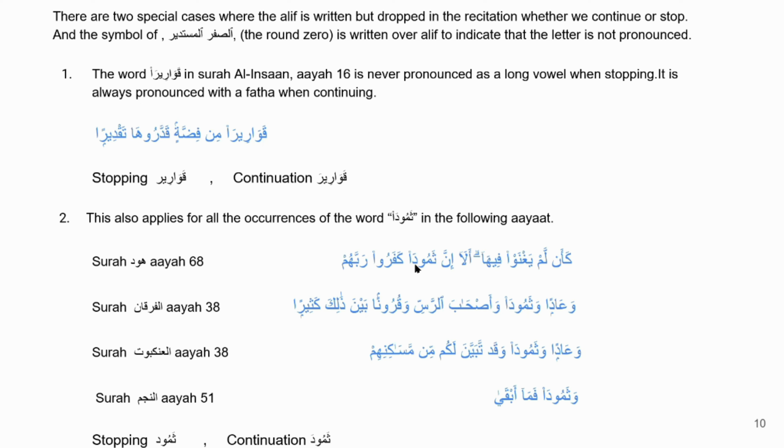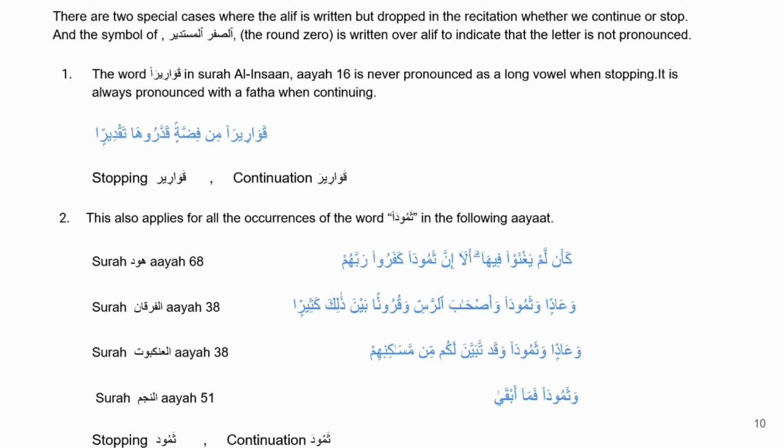So upon stopping on the word, we will give letter dal with a sukoon like this, Thamud. And upon continuation, we will recite letter dal with the fatha, Thamuda. And there will be no two counts of maddu tabi'i, Thamuda, like this. So in case of stopping, we will stop like this, Thamud. And in case of continuation, Thamuda, letter dal with the fatha upon continuation.